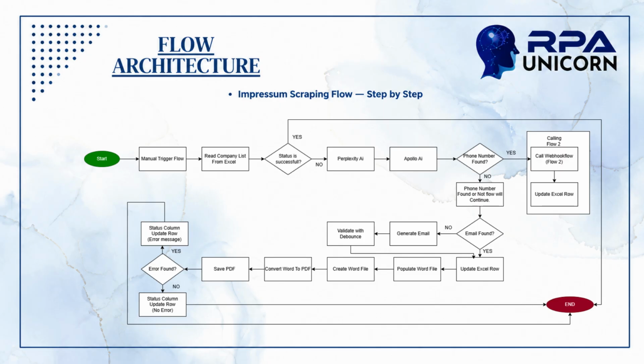from an Excel table. From there, it intelligently navigates a series of decision logic gates, leveraging powerful AI tools like Perplexity AI and Apollo AI to find missing phone numbers and emails, validating contact data through Dbounce, and automatically generating or updating our records and documents. Over the next few minutes, we will break down each phase of this architecture to show how this end-to-end automation eliminates manual overhead and ensures data accuracy.